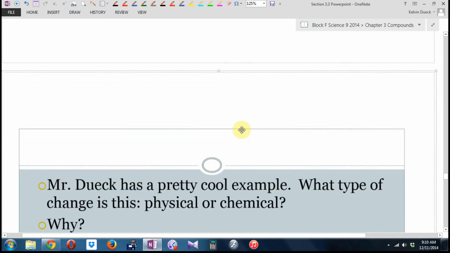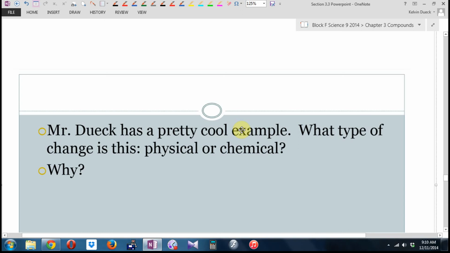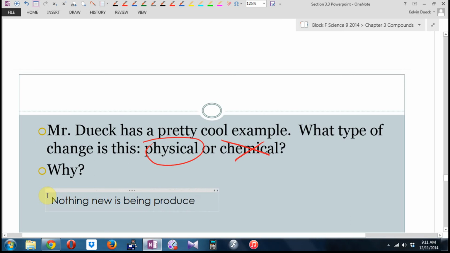What type of chemical change is this? Well, even though it's giving off heat, this is a very weird reaction. It is not a chemical reaction because nothing new is being produced. It's sodium acetate remaining sodium acetate. So it's physical. Why? And this is what you can write down. Nothing new is being produced.